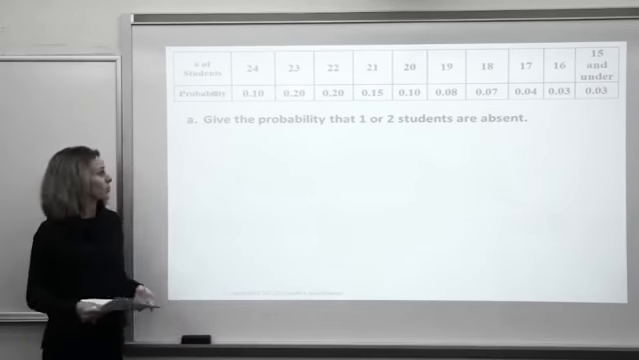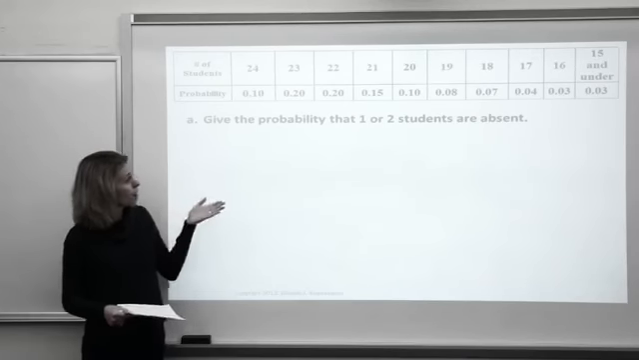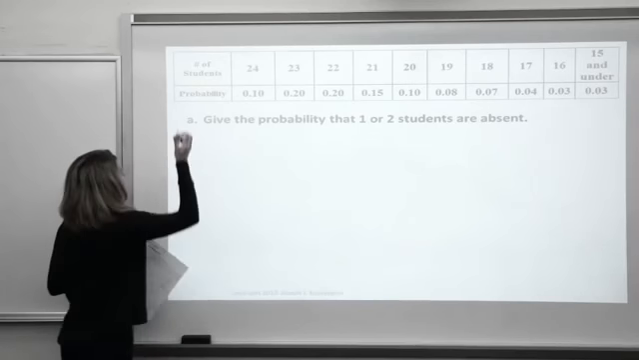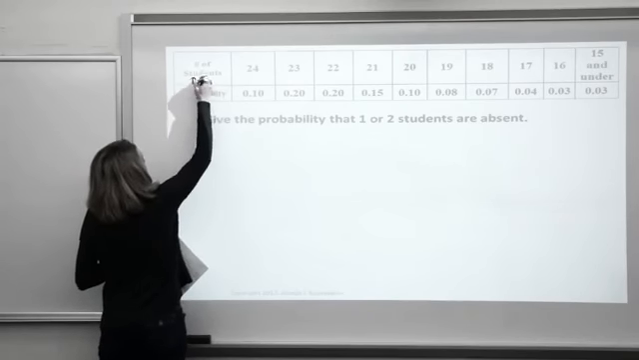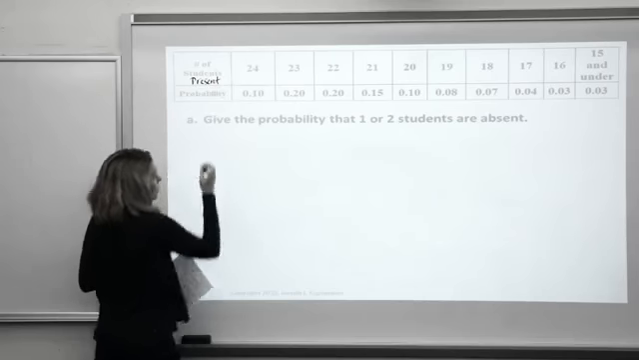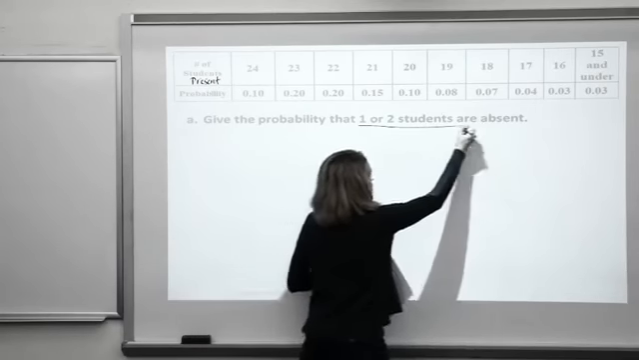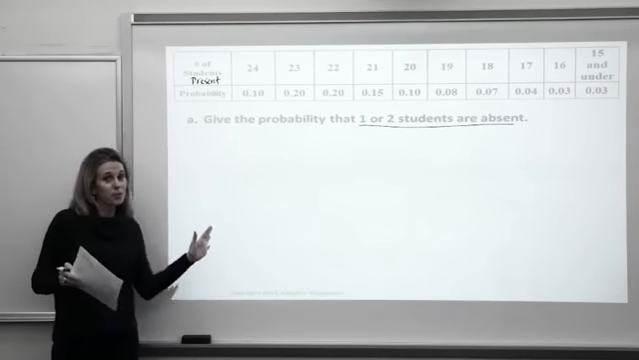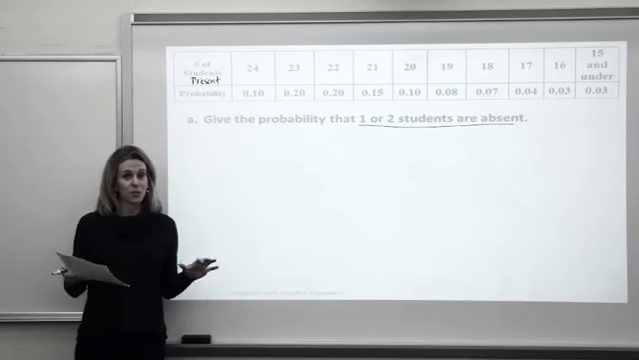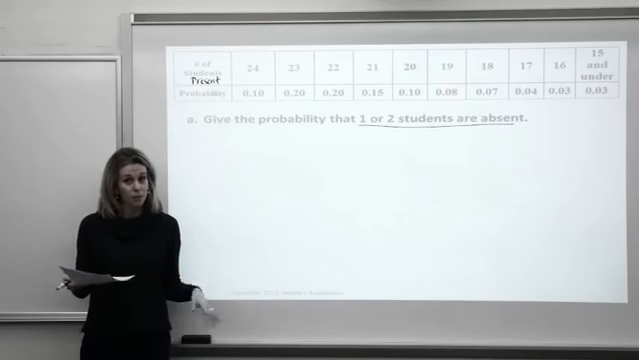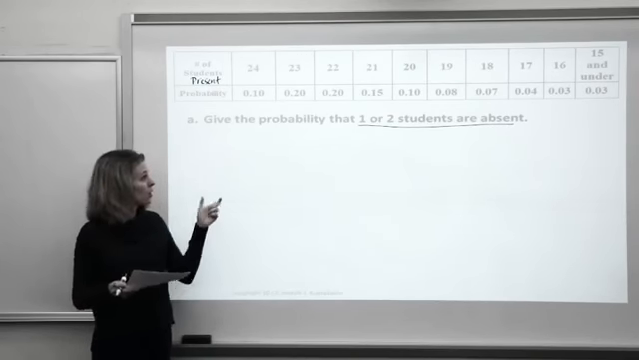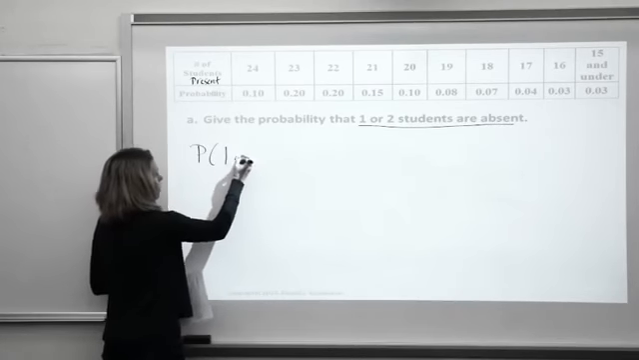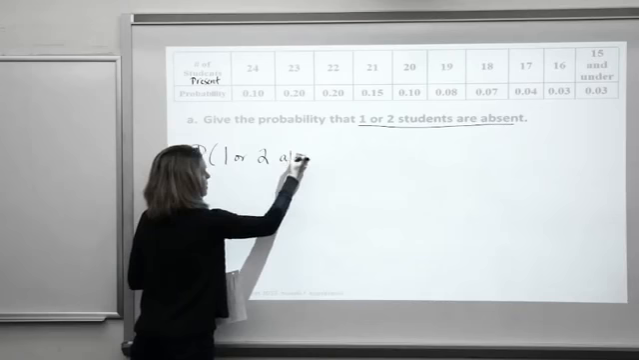Okay, so we have some questions with this. Give the probability that 1 or 2 students are absent. Now remember, this is the number of students up here that are present, and we're asking about 1 or 2 that are absent. I found that with probability, the probability part's not that hard. Sometimes students get tripped up with the wording of the problem, so watch the wording and make sure you understand what the words mean. We want the probability that 1 or 2 are absent.